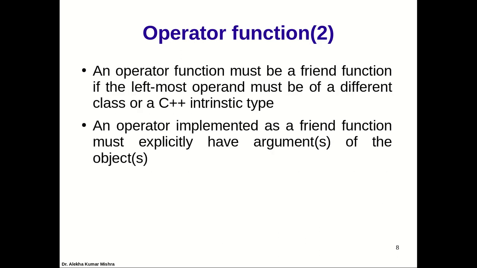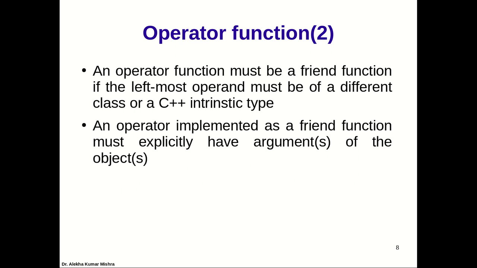Then an operator function must be a friend function, as I was just telling before, if the leftmost operand must be of a different class or a C++ primitive type or intrinsic type. Say, for example, we are overloading plus, a plus b, when a is an object of a different kind than the particular class which you are defining. Say we are defining for the time class, and a is not of type time class, or it's a primitive type.